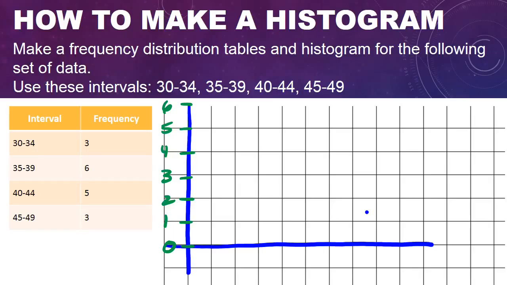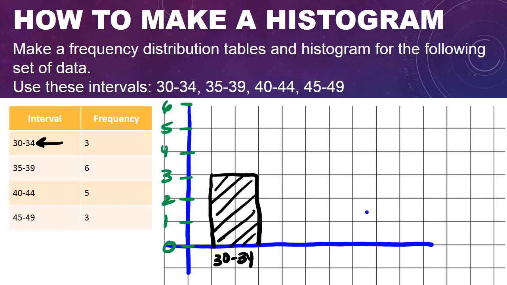So now we're going to start with our first interval here, which is 30 to 34. Let's write 30 to 34 at the bottom. This occurs 3 times, so we're going to go up to 3 and draw out our bar for that. So we can see that between the interval 30 to 34, that bar is telling us that interval happens 3 times.